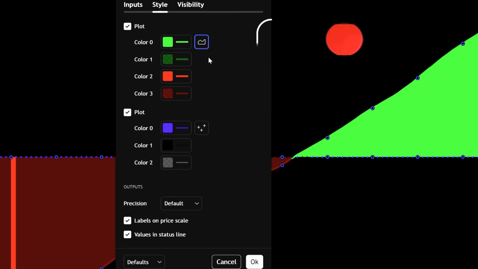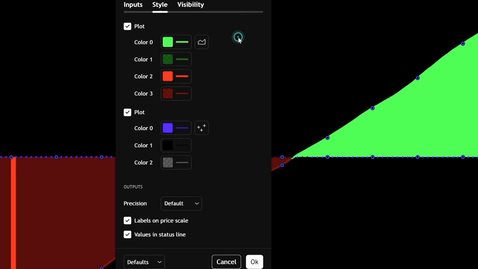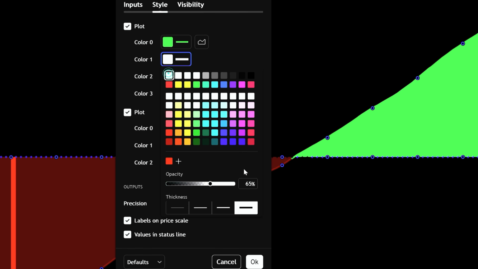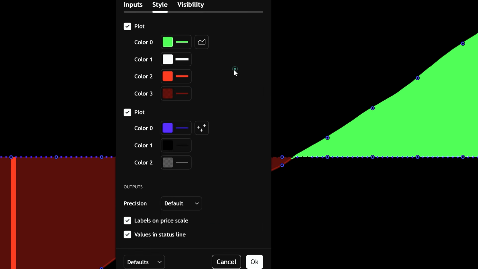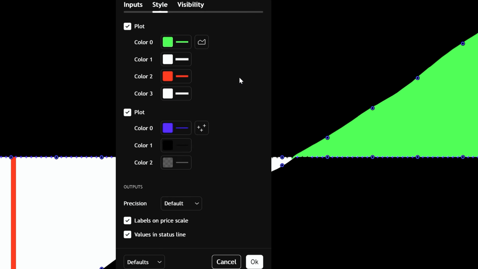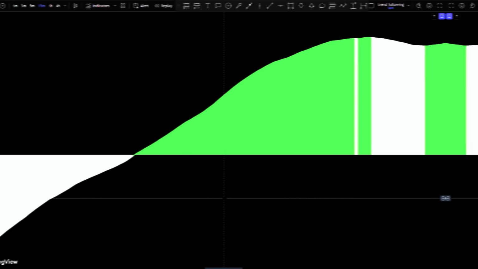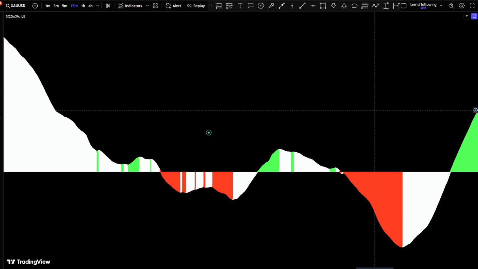That's for strong bullish momentum above the 0 line. Then set color 1 to white for fading bullish momentum. Color 2 to red for strong bearish momentum below the 0 line. And color 3 to white for fading bearish momentum. Now disable the second plot option. Okay, now the squeeze momentum indicator should show green bars for bullish momentum and red bars for bearish momentum, just like in this example.